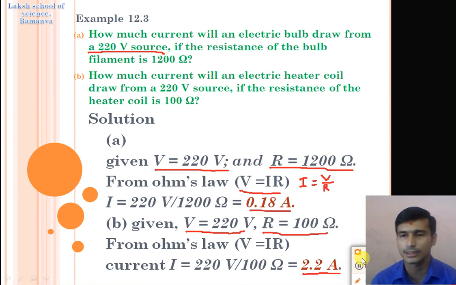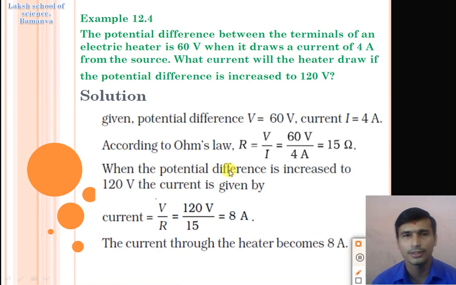If the resistance of the conductor is high, the electric current passing through the conductor is low, and if the resistance of the conductor is low, the electric current passing through the conductor is high. So we concluded this from this example. Now dear students, from the same formula we calculate another example, example 12.4.